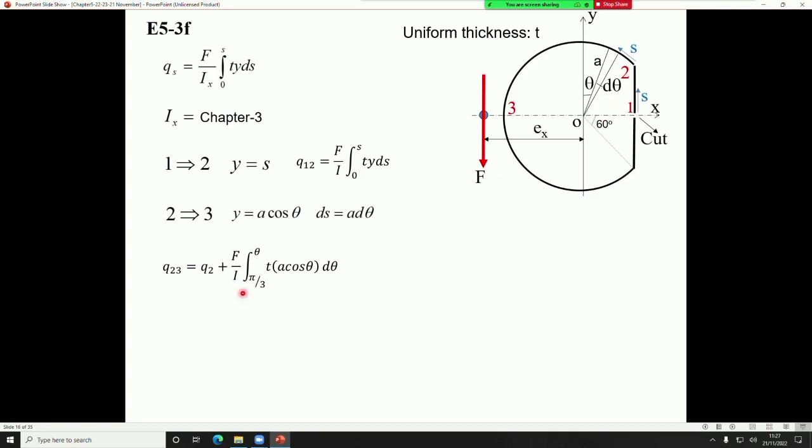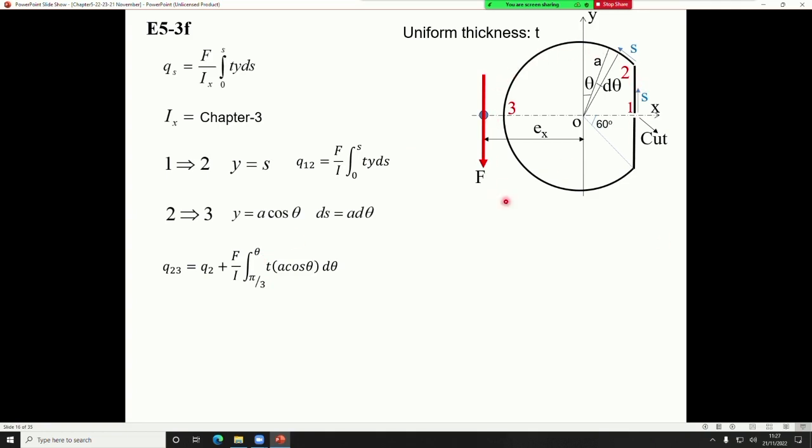So this is similar to the previous question, except point 2 has the coordinate in polar coordinates at theta equal to pi over 3. Because if I start the circle at this position, theta would be 0, but it doesn't start at this position, it starts at this location. So theta is equal to pi over 3, the lower limit is pi over 3, and the upper part remains a variable. So this is Q23.